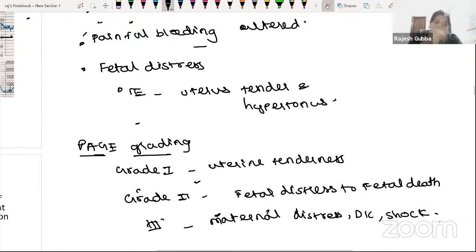Now in our question, which grade was she? Was she grade 1 or grade 2 or grade 3? There was uterine tenderness, but there was no fetal distress. So in our question, she was only grade 1. How do we manage a case of abruption will be the next thing which we have to see.